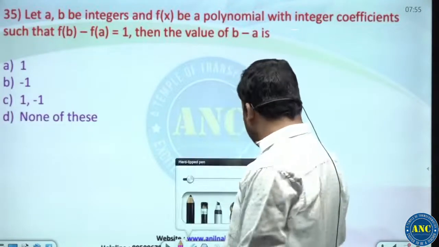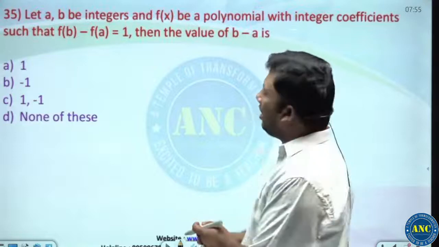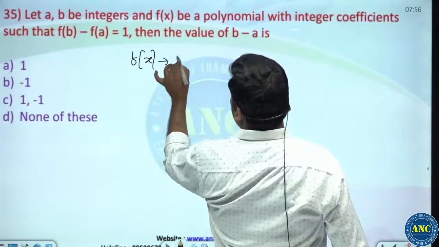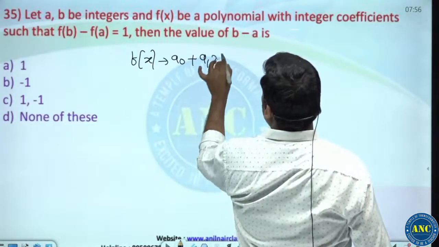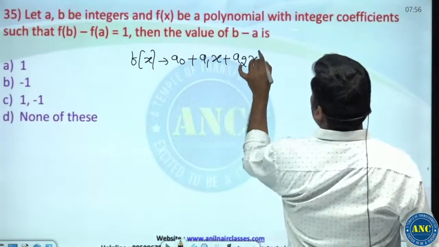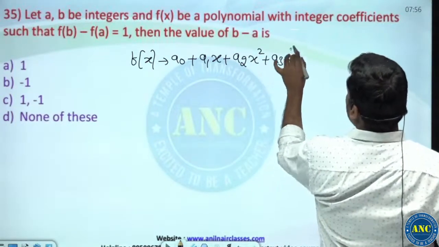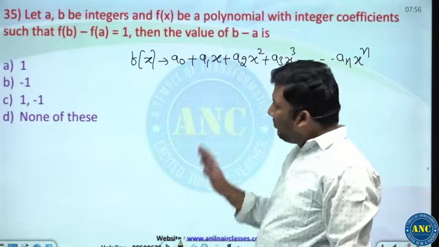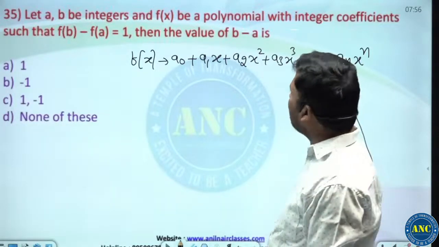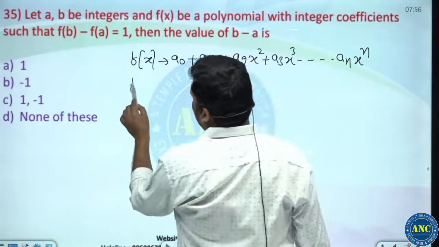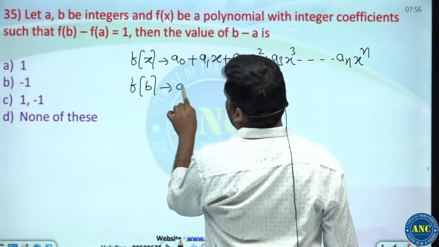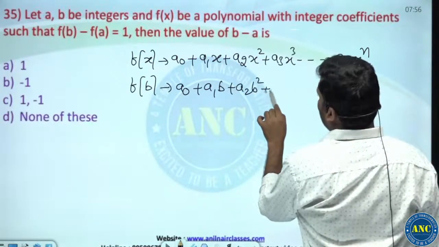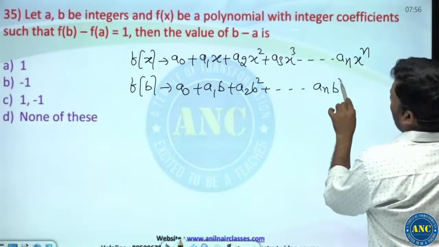35th question. Let a, b be integers. f of x is a polynomial. The generic form of a polynomial is a0 plus a1x plus a2x square plus a3x cube and so on up to an x power n. This is the generic form of a polynomial function. x is given by b, so f of b will become a0 plus a1b plus a2b square and so on up to an b power n.